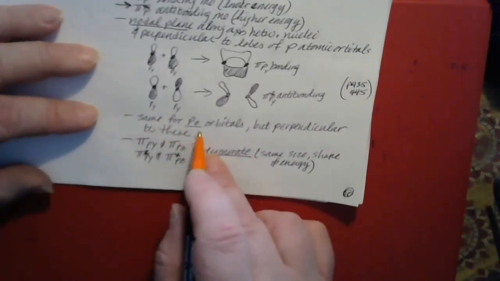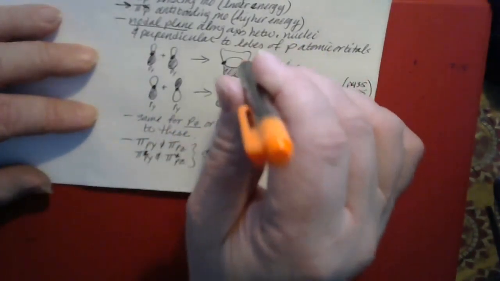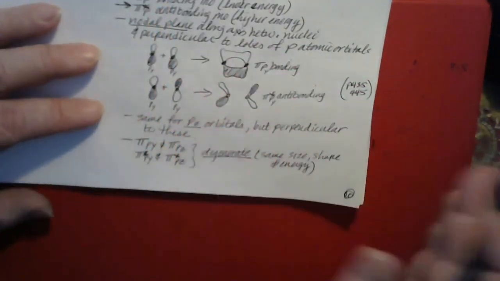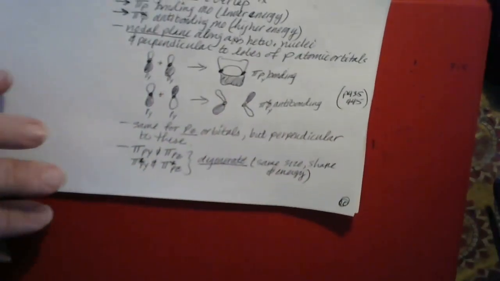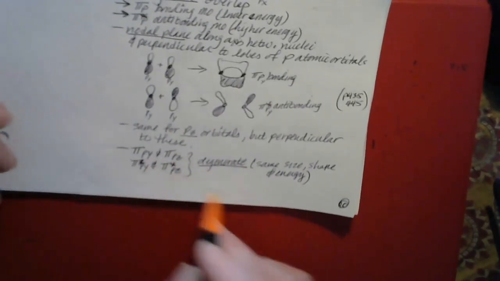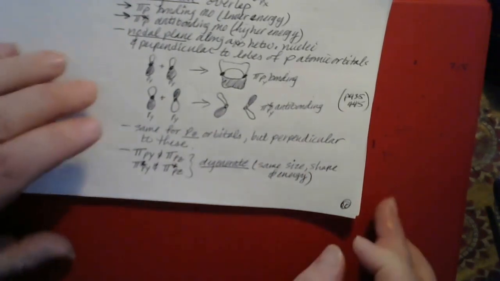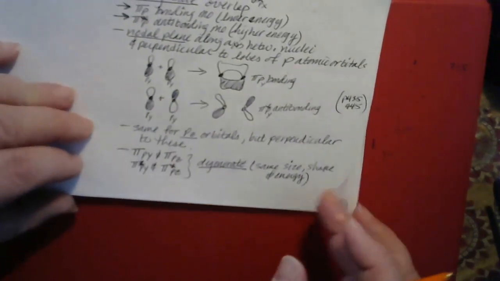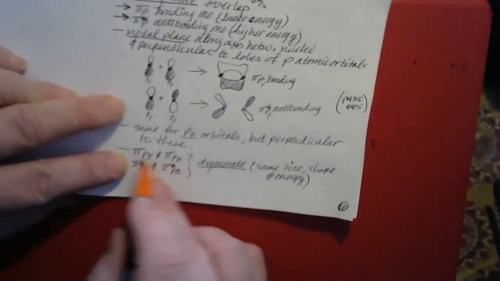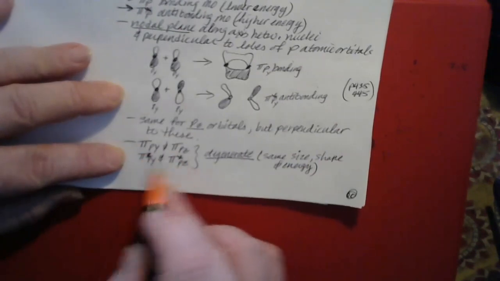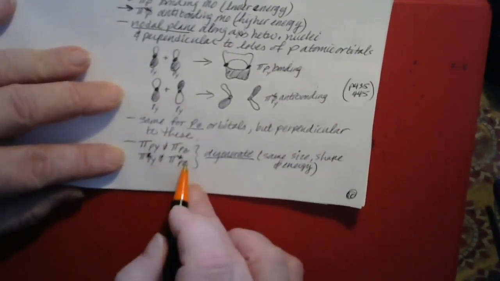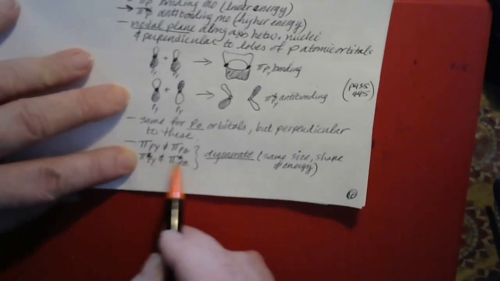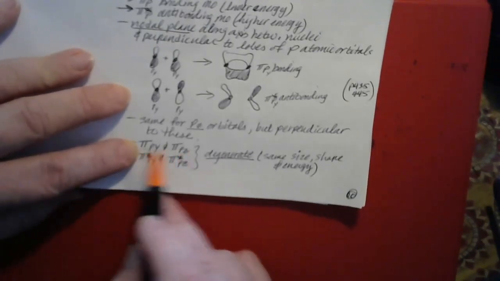And the same would be true for the pz orbitals, only the pz orbital would be oriented this way, perpendicular to the py orbital, but it works the same way. The pi bonding and pi anti-bonding orbitals are degenerate with each other, just like the p atomic orbitals are. That is, the pi bonding orbitals are degenerate with each other, and the pi anti-bonding orbitals are degenerate with each other. But remember, the pi anti-bonding orbitals have the same size and same shape as the pi bonding, but much higher energy for the anti-bonding.